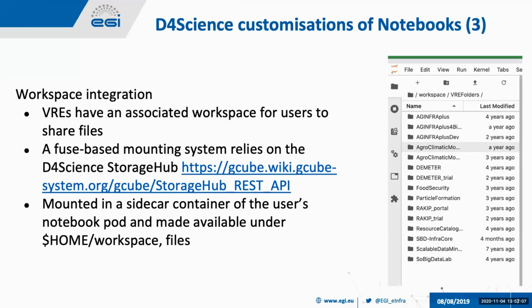And then, as I said before, we have integrated also the workspace. Each virtual research environment in D4Science has an associated workspace for users. It can be used to share files among the different participants of the virtual research environment. This in particular has been implemented using a Fuse-based mounting system, which relies on the storage hub library in D4Science. Technically, this is done with a sidecar container of the user notebook pod, and is made available under the workspace home of the pod of the notebook. Basically, you can see from here that you can browse the workspace of D4Science within the JupyterLab notebook associated to each user.